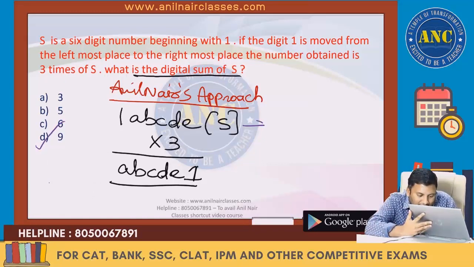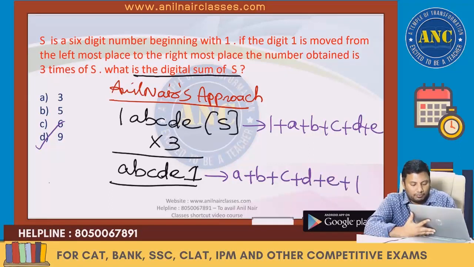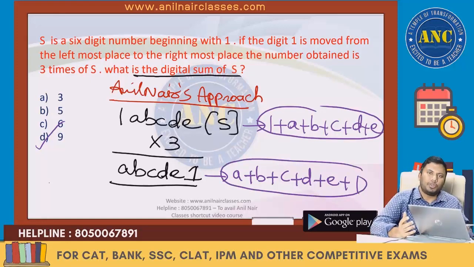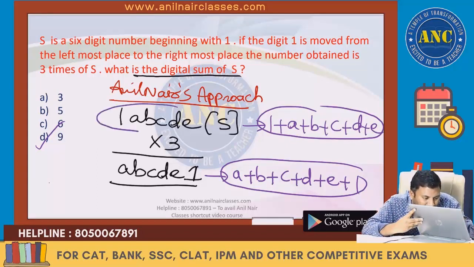Because the digital sum of S is 1 plus A plus B plus C plus D plus E. What is the answer's digital sum? A plus B plus C plus D plus E plus 1. Are these both not the same? Absolutely the same. Only there is a change in the order of the variables. 2 plus 3 plus 1 is equivalent to 1 plus 2 plus 3. 2 plus 1 plus 3 is equivalent to 2 plus 3 plus 1. Now see here, this digital sum is equivalent to this number's digital sum.